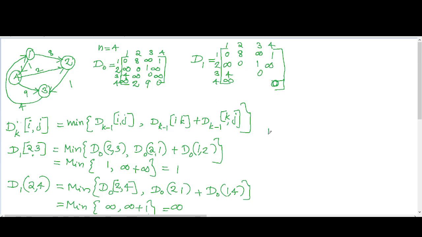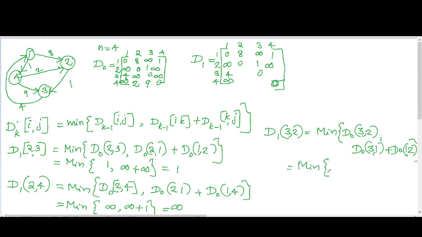Next we can calculate D1 of 3, 2. So this is equal to the minimum of D0 of 3, 2, D0 of 3, 1 plus D0 of 1, 2. So that is equal to the minimum of infinity, 4 plus 8. So that is equal to 12.